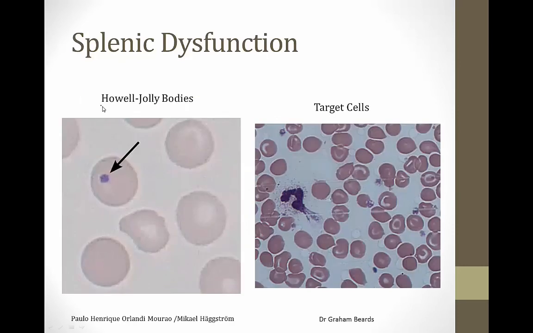This is a picture of a Howell-Jolly body on the left side of the screen here. You can see there's a red blood cell with some nuclear remnants inside. This is a picture of target cells. On the right side, you can see there are these circular target-like structures, these white structures inside of the RBCs.